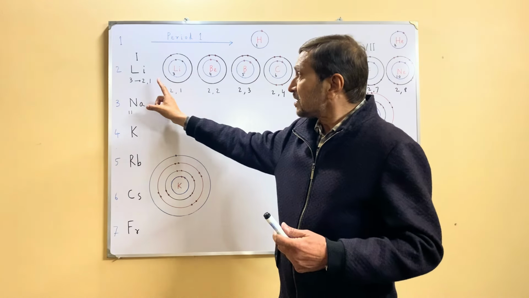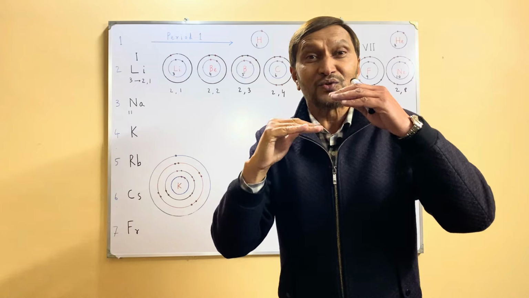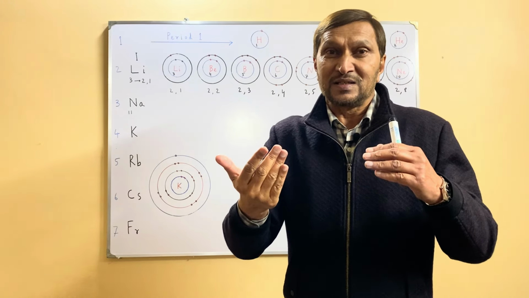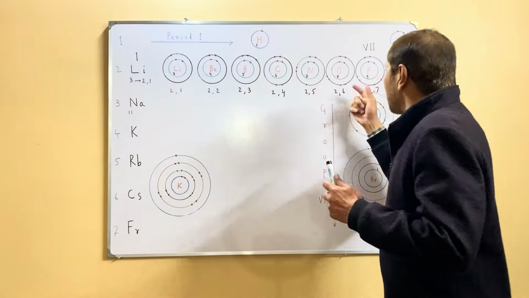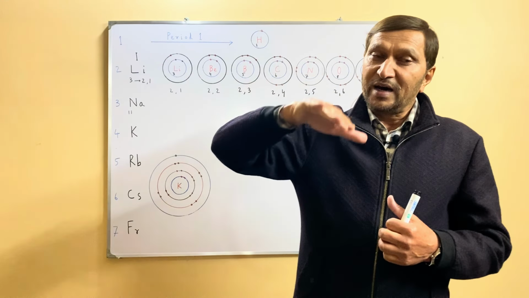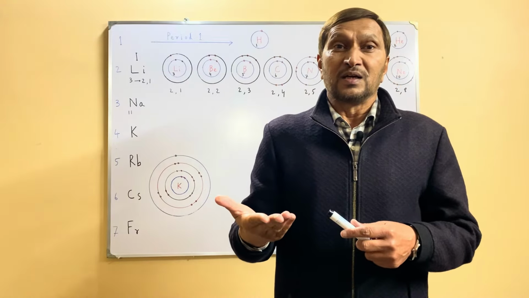Why do the metals form positive ions, cations? Because when they lose the electron, the protons are in excess and they get a positive charge, and the non-metals, when they gain an electron, because of the one additional negative electron, they get a -1 charge.